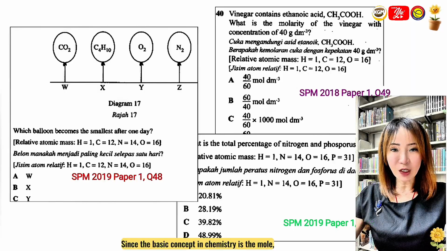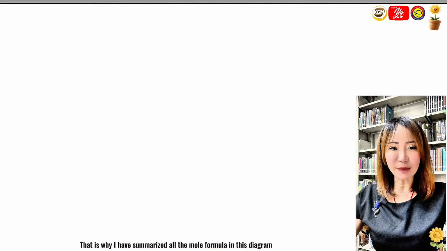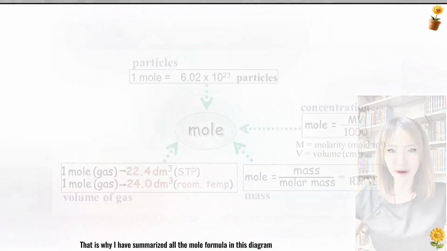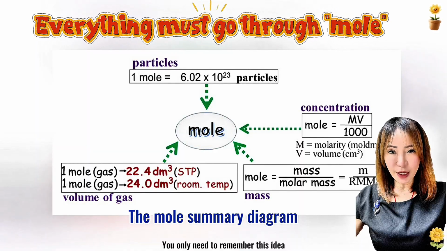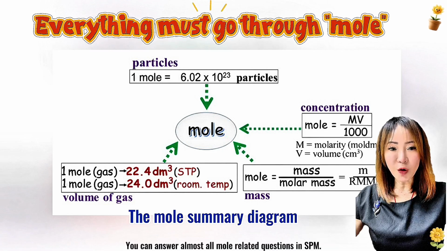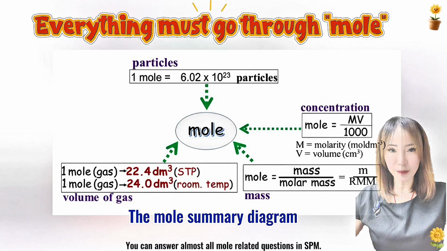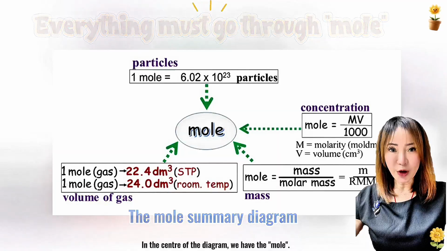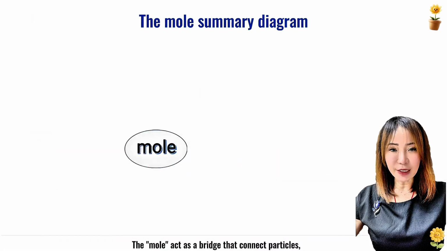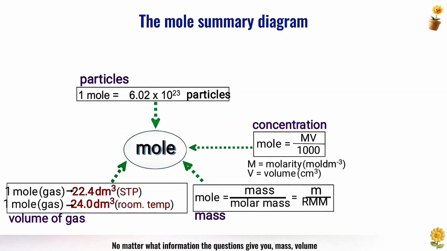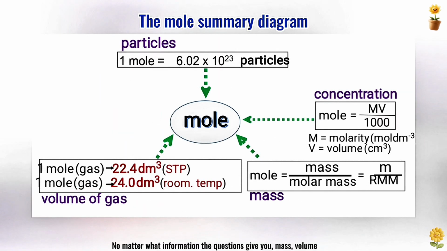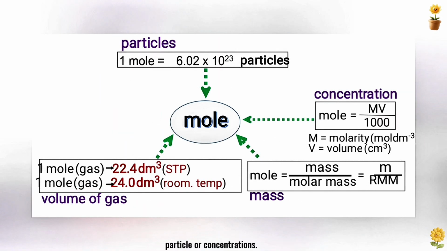Since the basic concept in chemistry is the mole, that is why I have summarized all the mole formulas in this diagram. As I always tell my students, everything in chemistry must go through the mole. You only need to remember this idea. If you understand this diagram well, you can answer almost all mole-related questions in SPM. In the center of the diagram, we have the mole. The mole acts as a bridge that connects particles, mass, volume, and concentrations. No matter what information the questions give you, mass, volume, particle, or concentrations, everything must first be converted into mole.